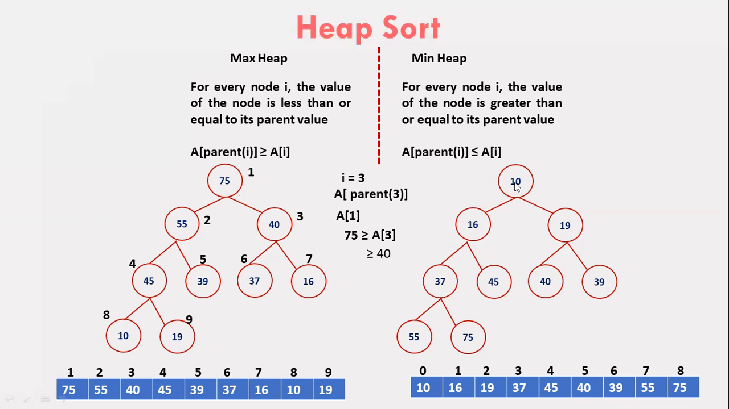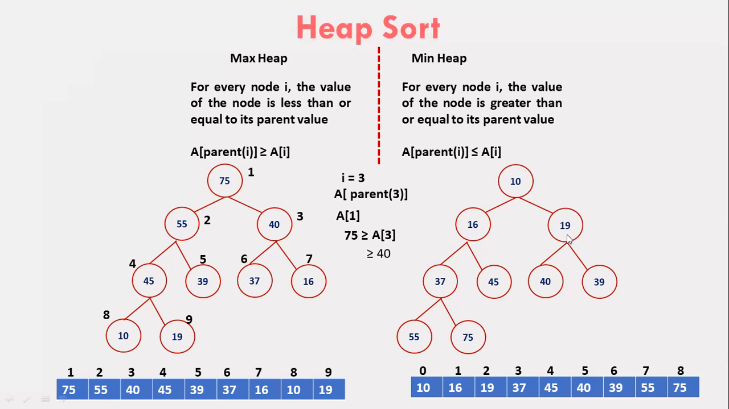Now what about the min heap? Min heap is just the opposite of max heap. That is, the parent node is less than or equal to its child node. Parent 19 is less than or equal to 40 and 39. 37 is less than or equal to 50 and 75. 10 is less than or equal to 16 and 19.